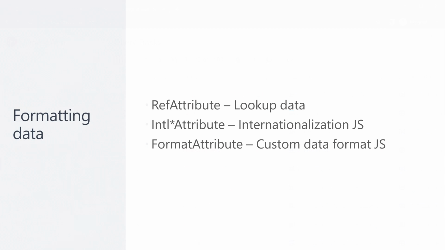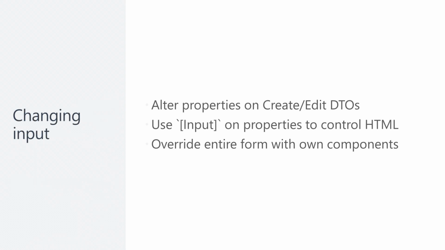So we now know we can change the presentation of our data in low-code by using the ref, intl, and format attributes applied to the properties of our database model classes. And we can also customize the create and edit forms as well.